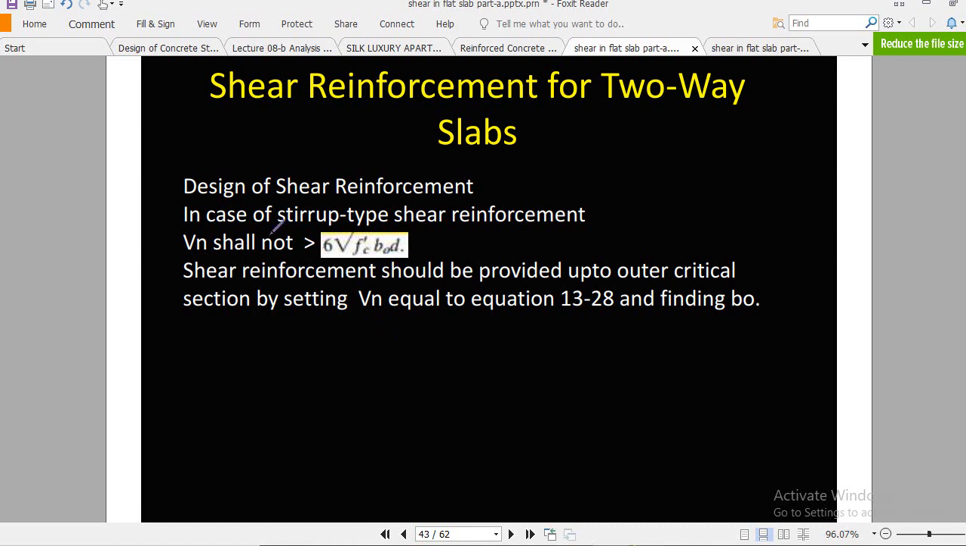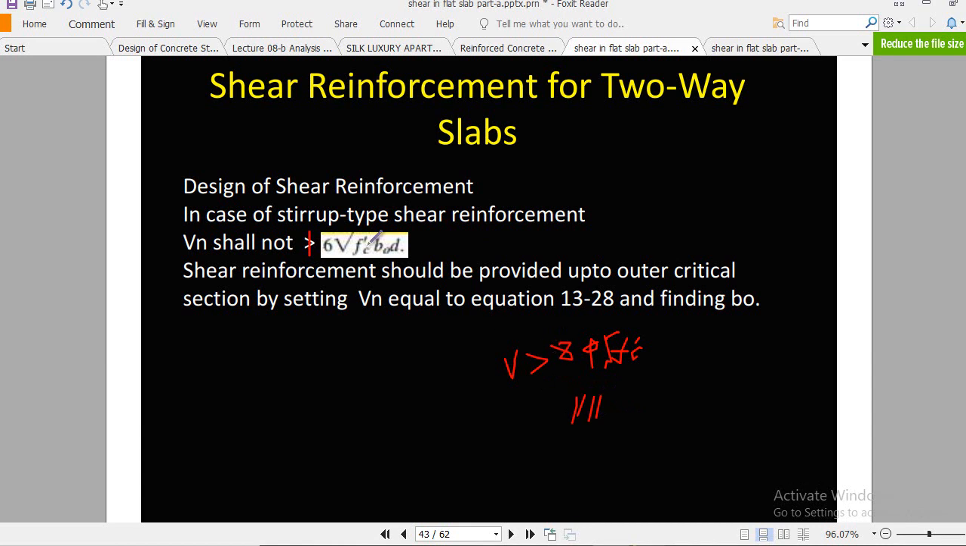In case of stirrup type shear reinforcement, Vn shall not exceed this, which is the same criteria as we are using for shear in the case of beams. In case of beams, if your Vs is more than 8 times root Fc prime, then we revise the dimensions of the beam, because in such a case it will become the cause of heavy congestion of shear reinforcement. The stirrup spacing will be very close and it causes congestion problems.